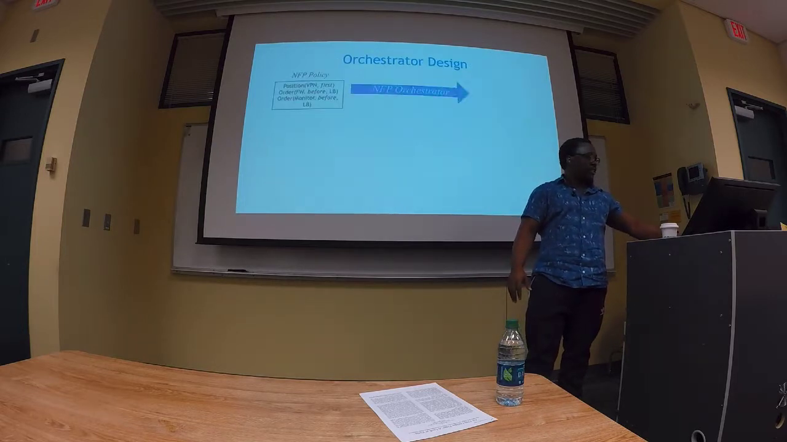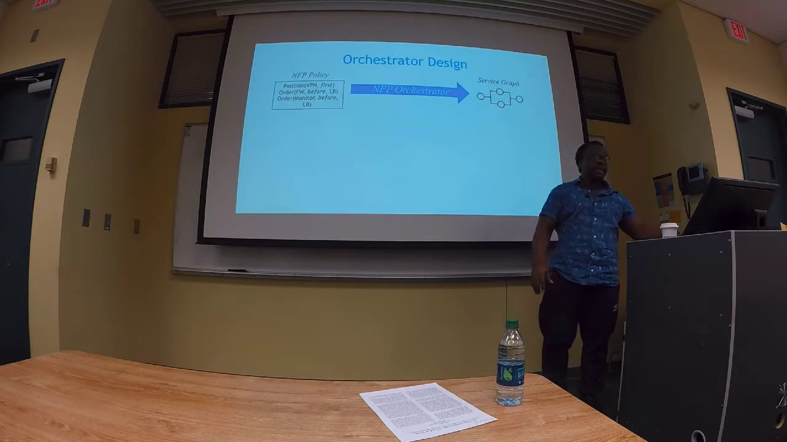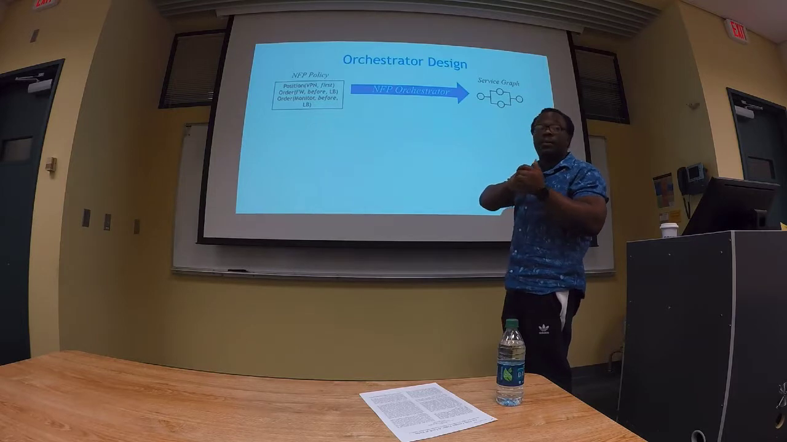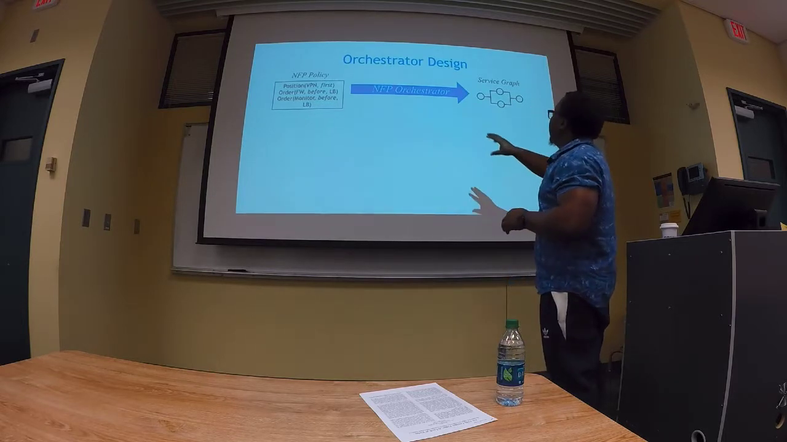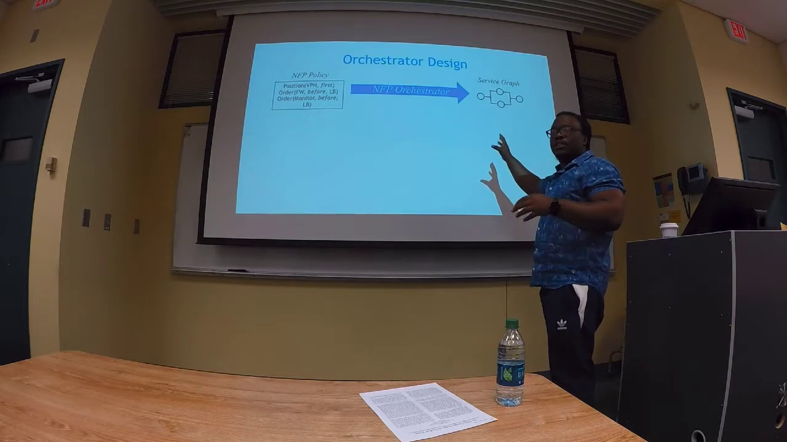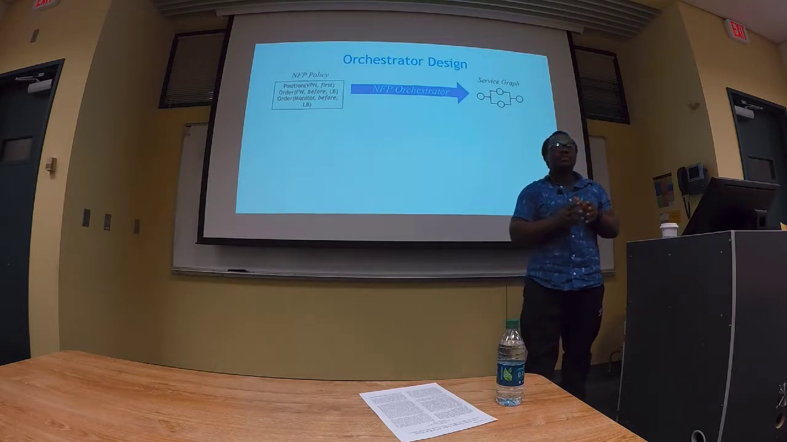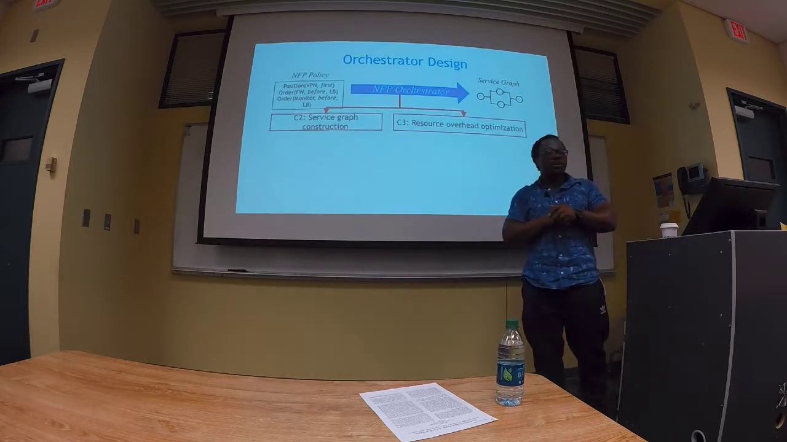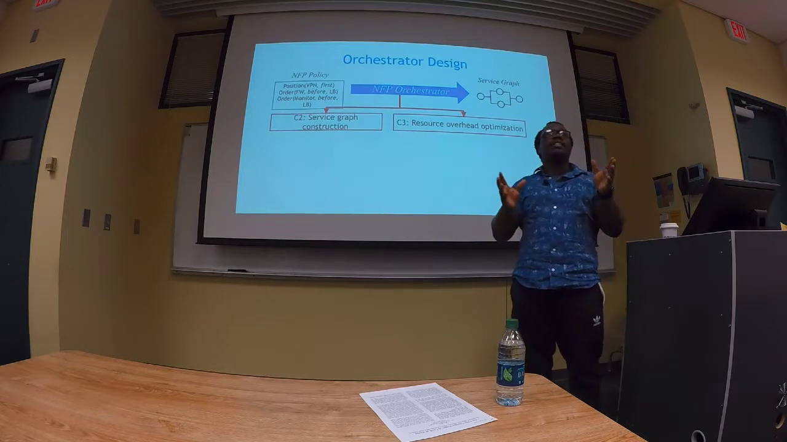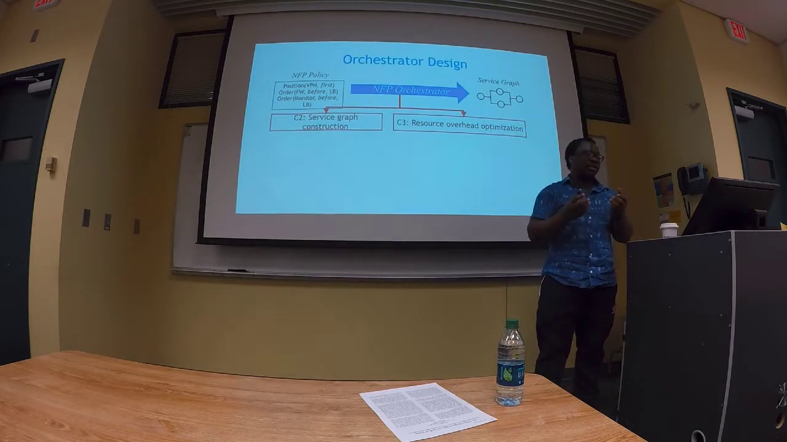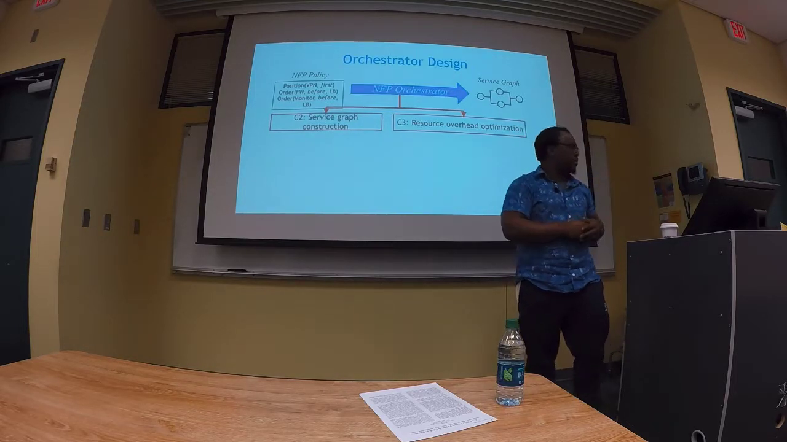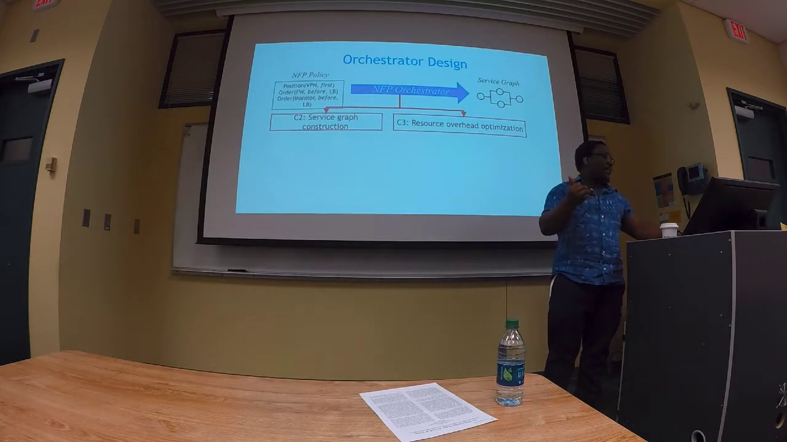So now the orchestrator design. Here we have all the 3 specifications they use for their policy. And at the end of the day, what are they trying to achieve? They're trying to achieve a service graph. Now, based on that service graph, which we'll be seeing in a little bit. Now, this NFP orchestrator is from the network functional virtualization architecture itself. And an orchestrator is just handling how things are being positioned in the network. So first, it does service graph construction, and then it does resource overhead optimization.